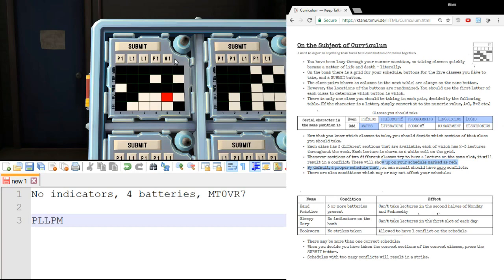We have a conflict. We can deal with the conflict, except, oops, we got a strike. Can't deal with the conflict either. So, we cannot have conflicts. Because there are 3 or more batteries present, we cannot take lectures in the second half of Monday or in the second half of Wednesday. In addition, because we have no indicators, we also cannot take lectures in the first section of any day.